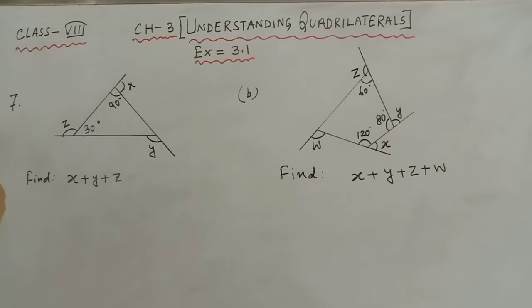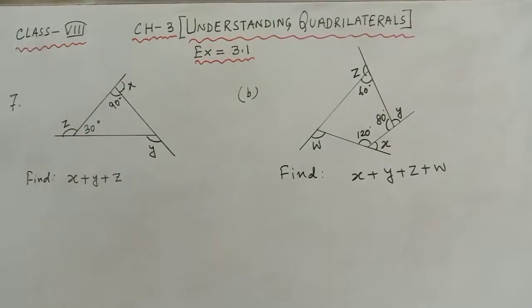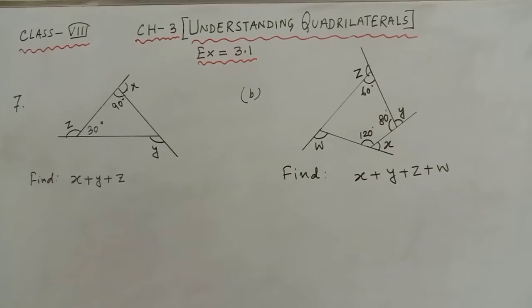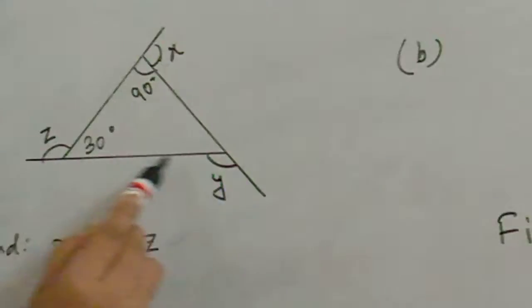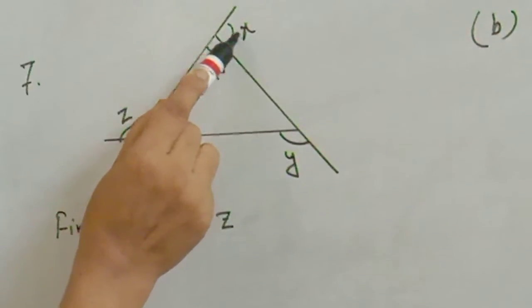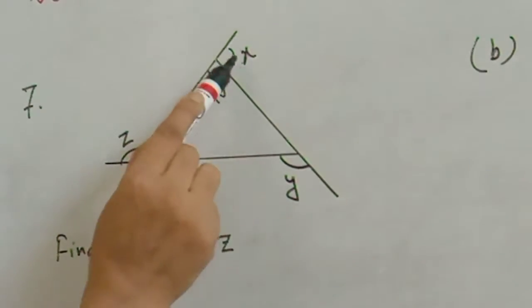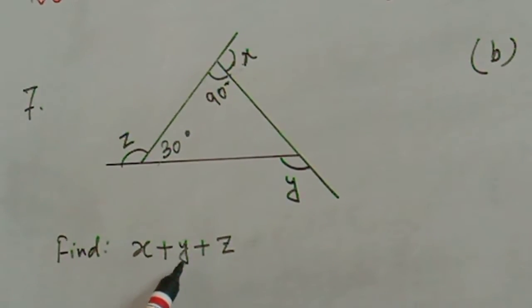Today we will do question number 7 from exercise 3.1, chapter 3, Understanding Quadrilaterals. Look at the diagram. Here the triangular shaped figure is given and three exterior angles are given x, y and z. After finding the value of x, y and z, you have to find the sum of x plus y plus z.